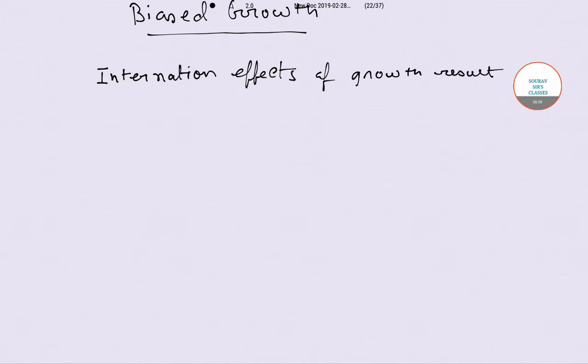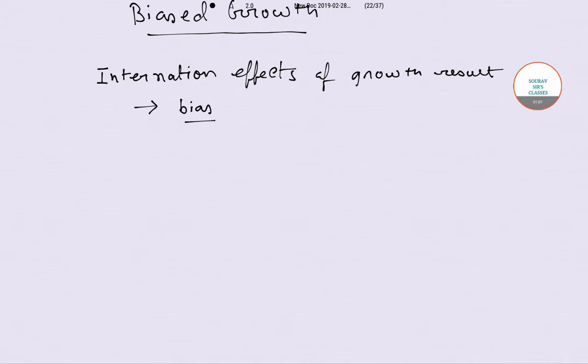The international trade effects of growth result from the fact that such growth normally has a bias. Growth normally has a bias.